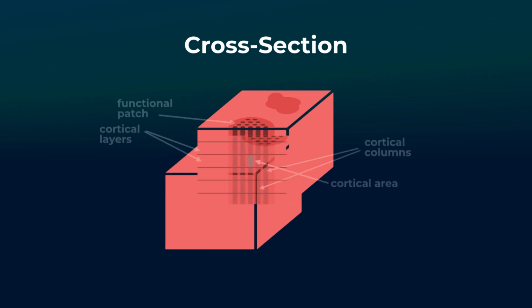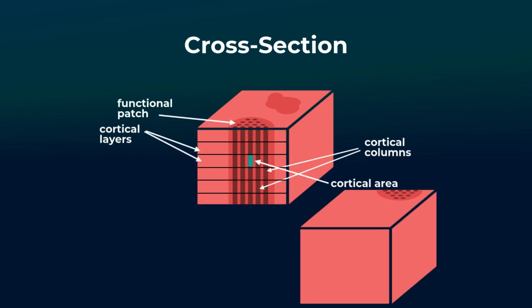Let's look at a cross-section of the cerebral cortex, which can help us visualize functional patches, cortical layers, cortical columns, and cortical areas. Located within a functional patch, cortical columns are vertically oriented, functionally specialized units within the cerebral cortex, comprising thousands of interconnected neurons that process specific types of sensory or cognitive information. They are represented here by the dark red lines and the circles at the top.